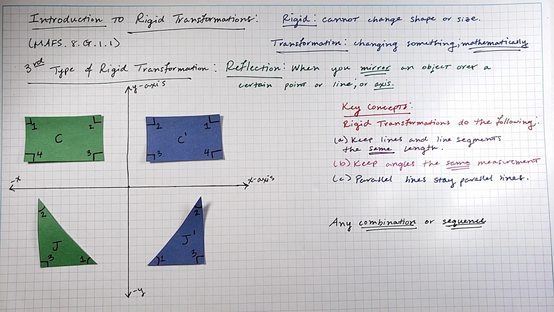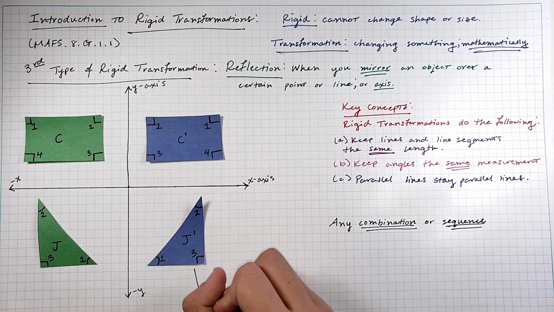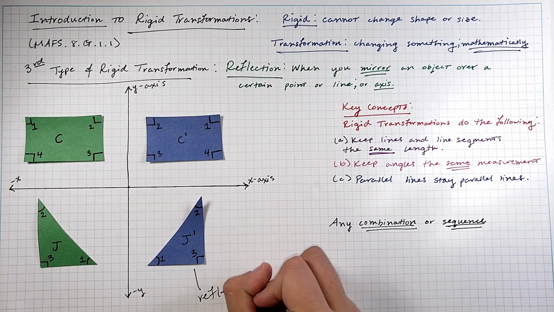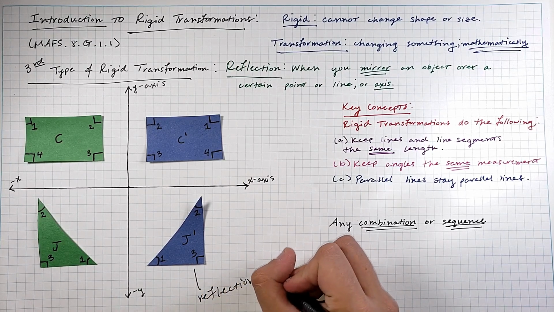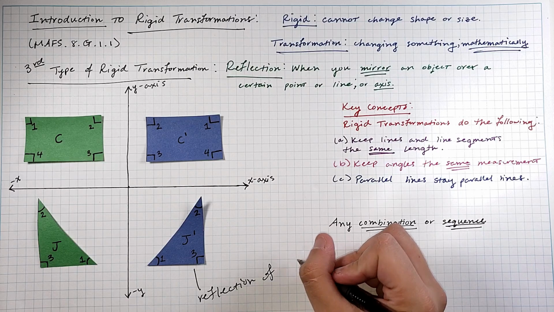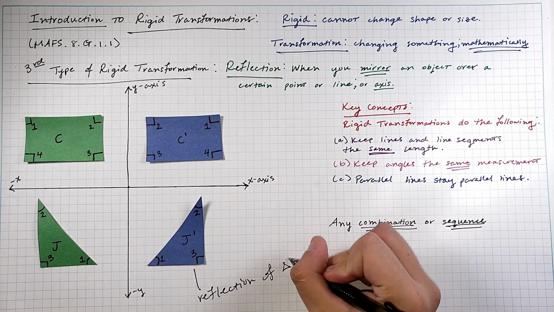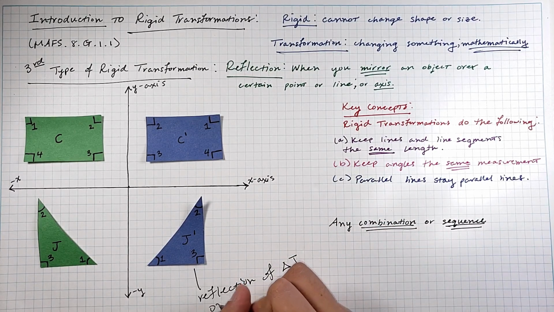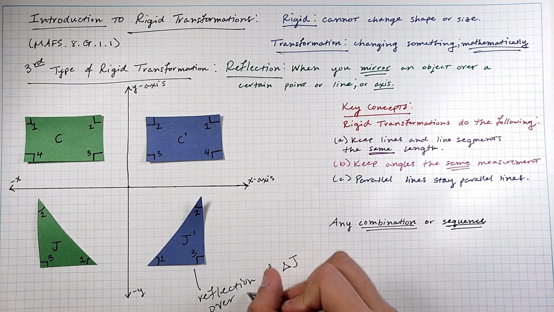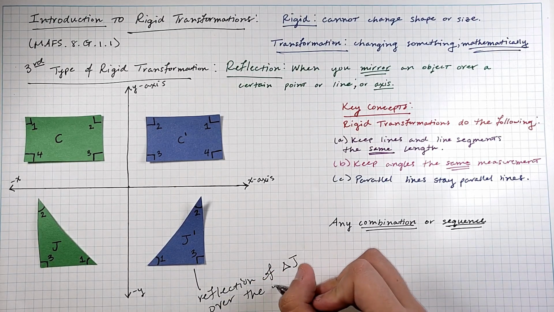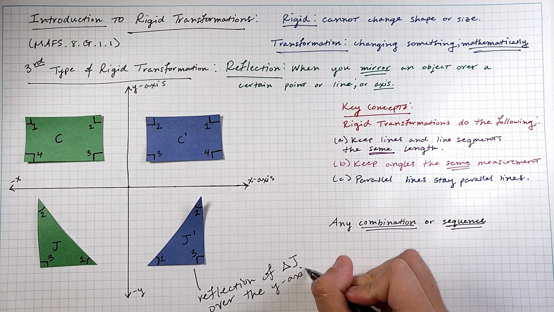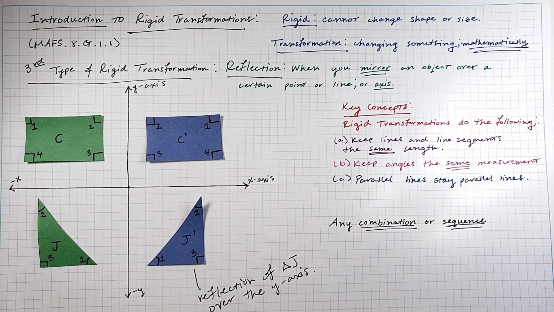Maybe I'll write that down. This is the reflection of triangle J over the y-axis. So this is the reflection over the y-axis.